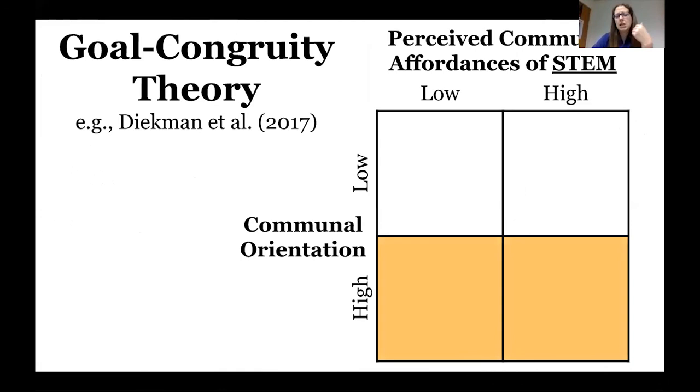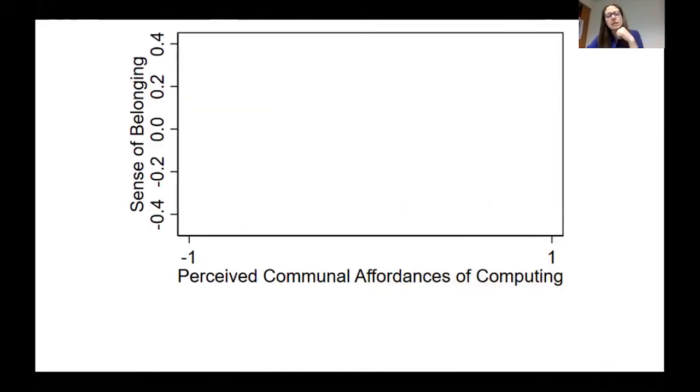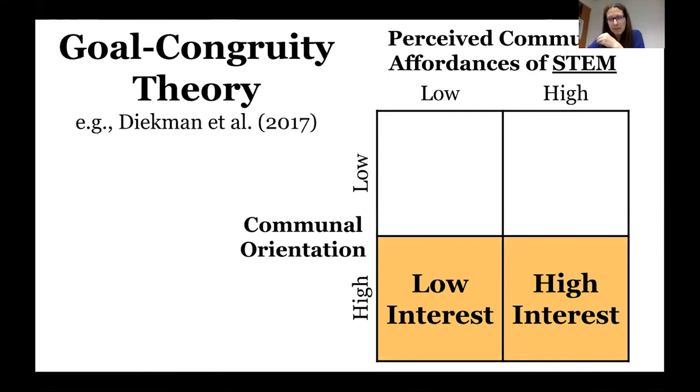humanity? And then Diekman's goal congruity theory is that if I have high communal orientation, I want to help society. So that's going to be women, students of color, and first generation college students who are going to be more likely to have high communal orientation. I'm going to have high interest if I perceive high communal affordances of STEM, and a lower interest if I perceive low communal affordances of STEM. And Diekman has seen that among women in their interest in STEM, and then my work looks at students' sense of belonging in computing, and we see this sort of differential pattern.